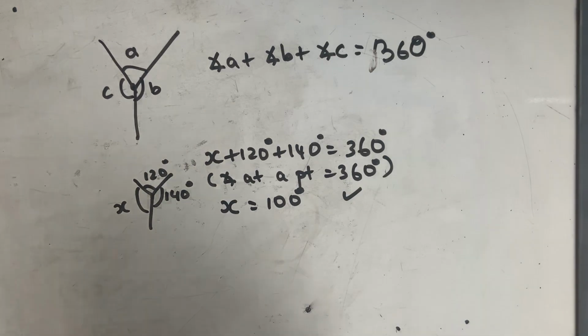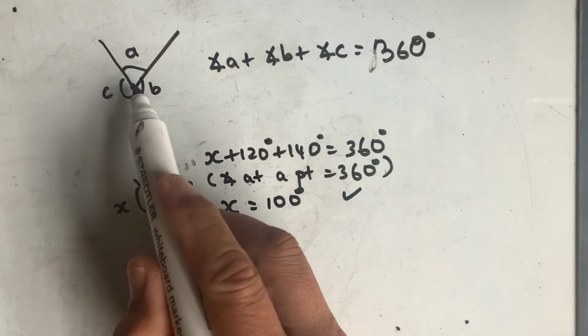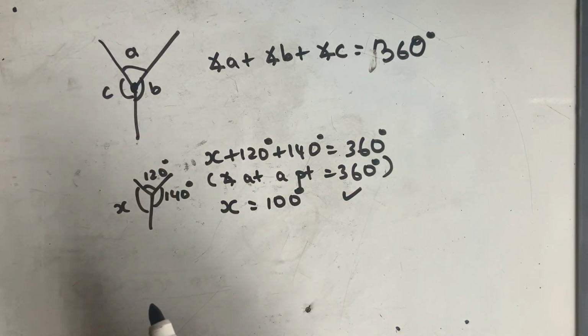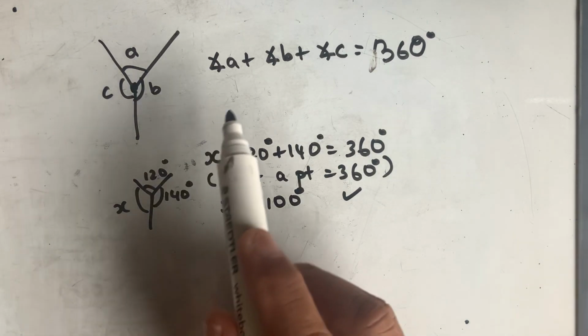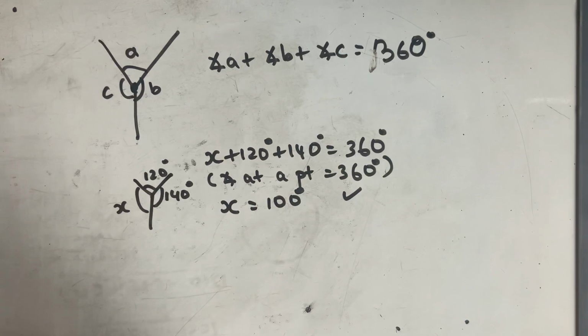So I repeat, if all the 3 angles meet up in a single point, this is called the theorem. Number 1 is called angle at a point add up to 360 degrees.